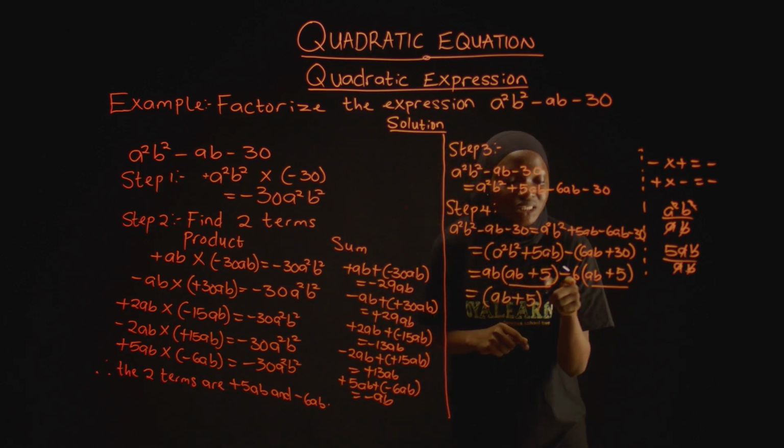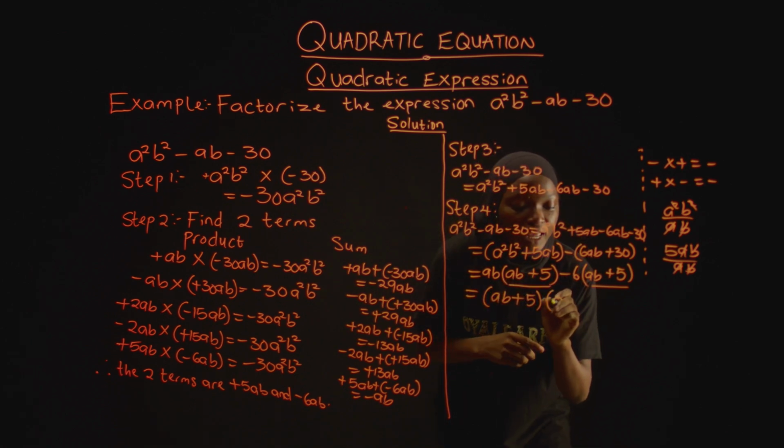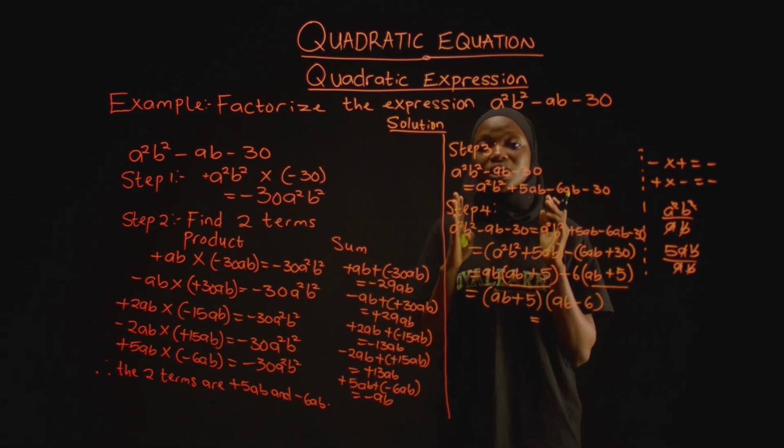Then these other terms that are outside the brackets, we bring them together inside another bracket. So that is, we have ab minus 6. And by doing it like this, we've been able to factorize the expression we are given.